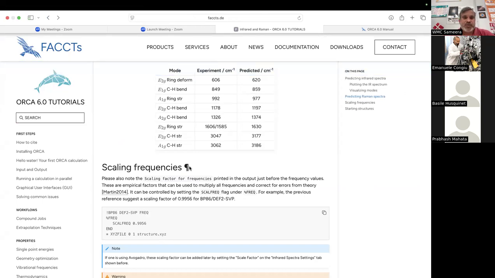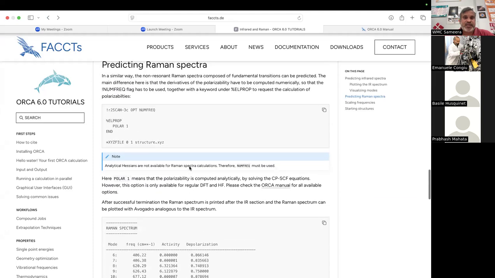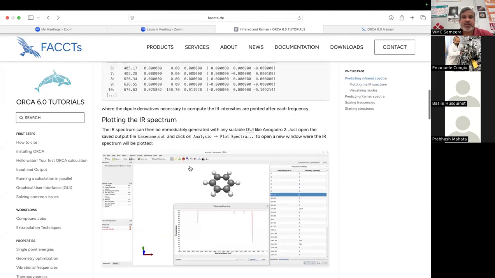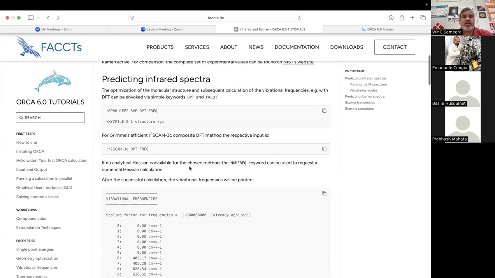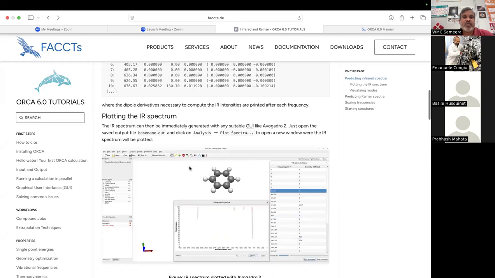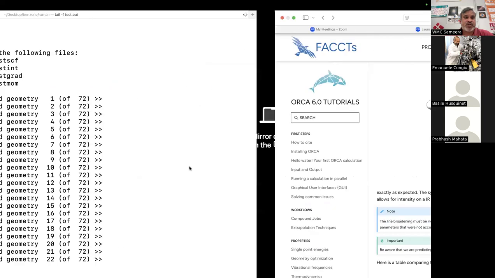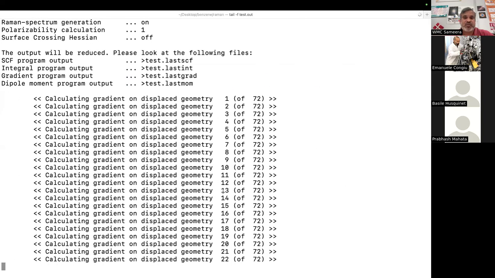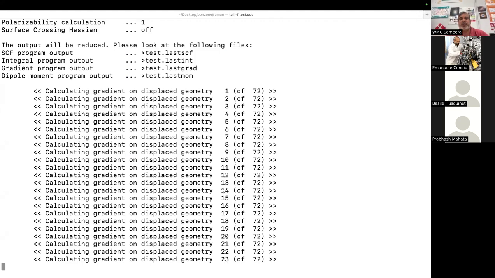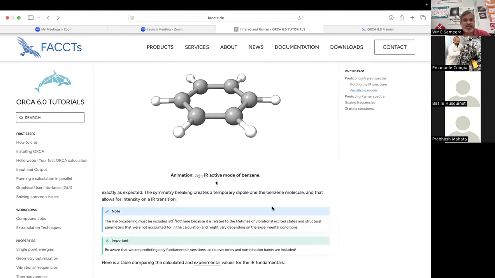So now you know how to do the frequency calculations and compute the infrared spectra or Raman spectra. So the Raman computation is still ongoing. So we can come back to this later. Okay, so it is ongoing. It will take a while because you are running numerical frequencies.